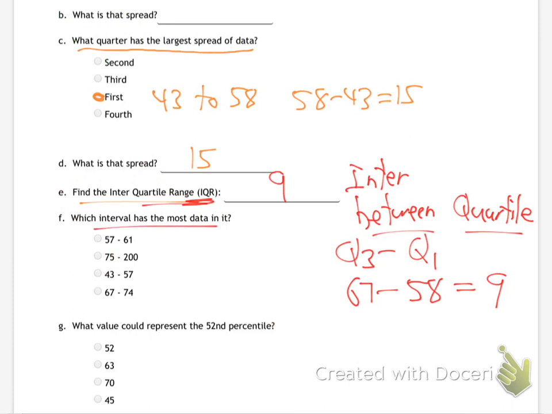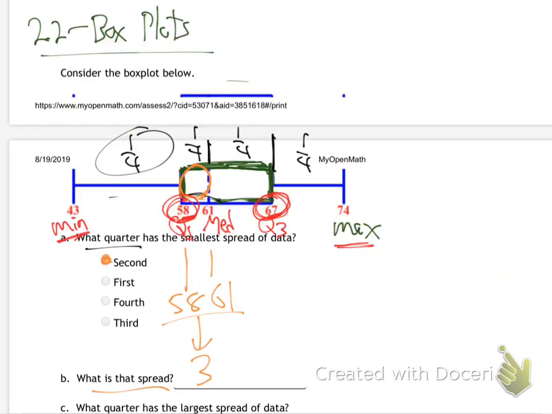Which interval has the most data in it? Which interval has the most number of numbers in it? Well, how in the world can we even know that? We're not even seeing the original numbers.